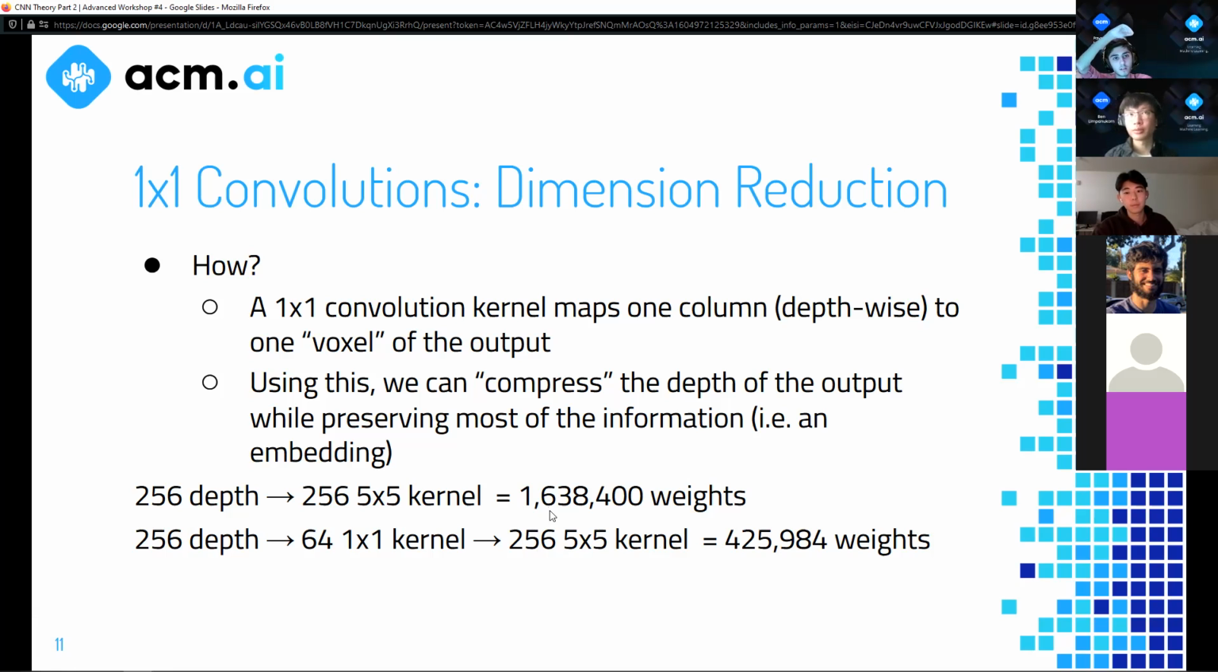Because you're compressing down the depth of the input. Actually, convolving is not the correct word, because we're not moving a filter through it. It's taking a weighted sum of the entire column, the entire depth.